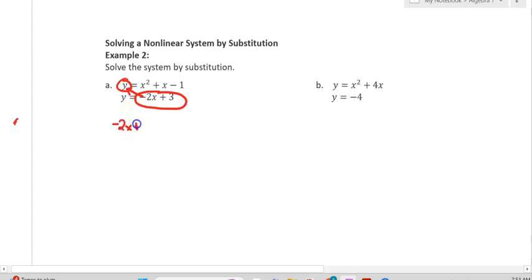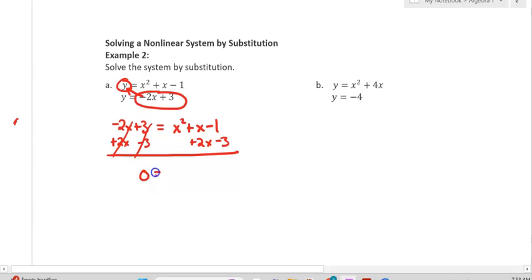So now you have negative 2x plus 3 equals x squared plus x minus 1. So now you have your equation all in x's. Get all the x's to one side. I'm going to move this 2x and the 3 over. The reason I like to move it to the right on this one is it will keep that x squared right here positive. So I have x squared plus 3x minus 4.